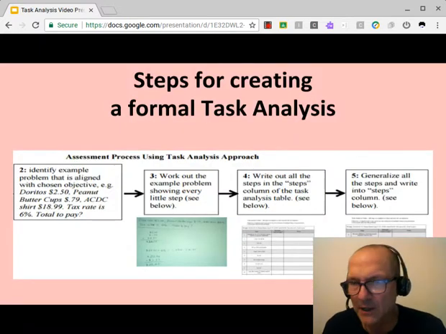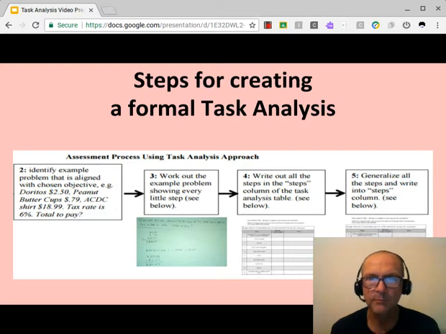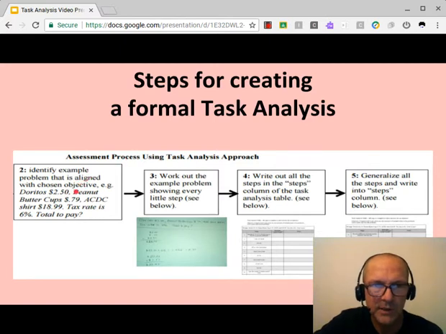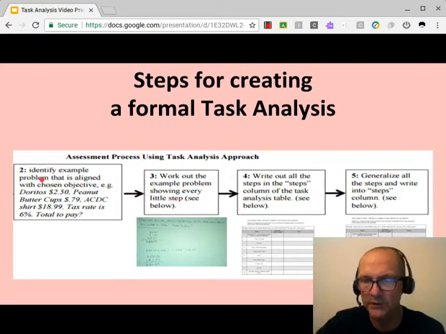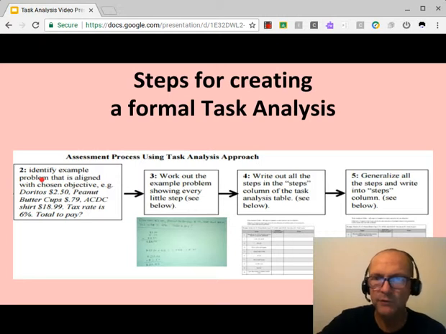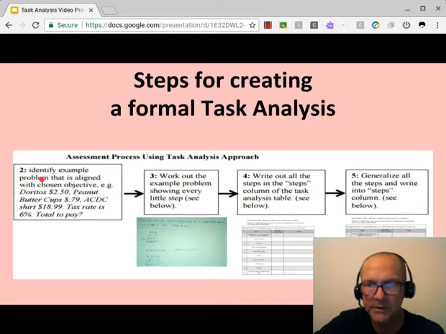So let's see how we can actually do that. Let's get into the red pinkish section here and look at the actual steps. I've been talking about this in all the videos. These steps that you are to do in the assessment process, steps 1 through 6 are what we're covering in this course. Steps 1 through 5 are actually creating the task analysis.